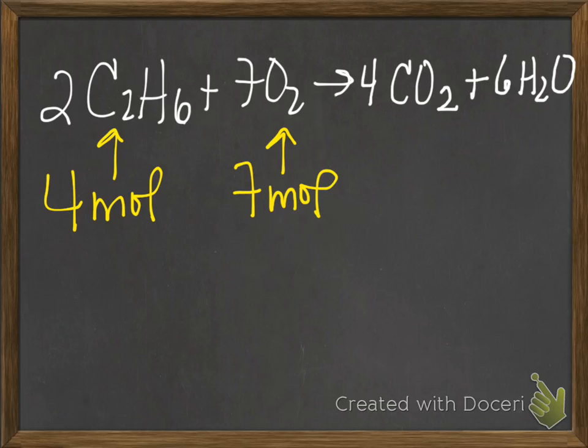Which one of those things is going to control how far the reaction runs, how much product you manufacture? Which one's the limiting?